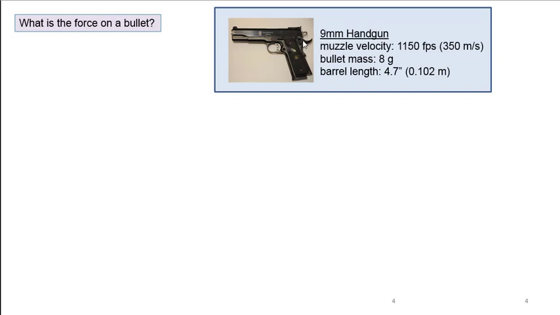Here's some information about what happens when a handgun is shot and a bullet comes out of a handgun. See if you can make sense of this information and calculate the force on a bullet while it is in the chamber here. We're going to assume that the bullet is accelerating at the same rate the entire time it's in the gun, and it's experiencing the same force the entire time. I want to know what that force is.